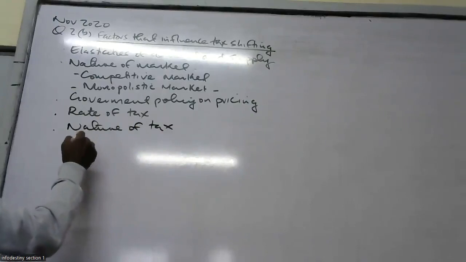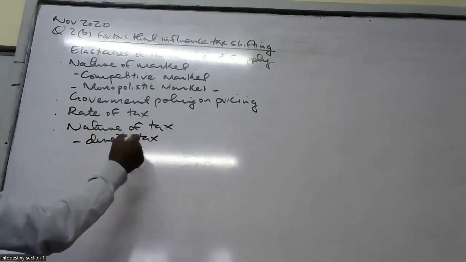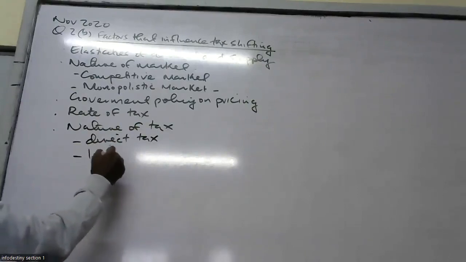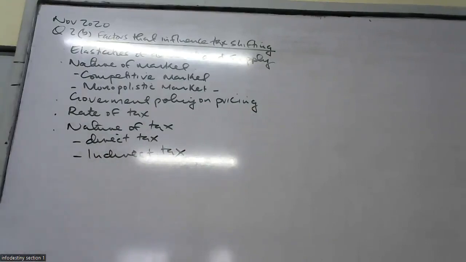So we have direct taxes. A direct tax cannot be shifted whatsoever. Indirect taxes like VAT can be shifted. So those are the factors, but you could have more.